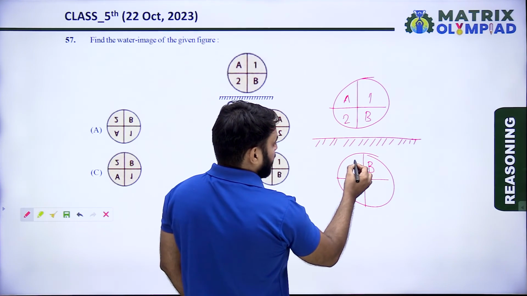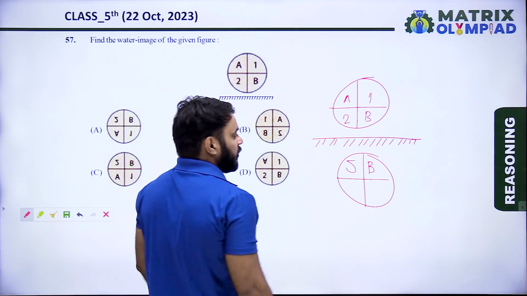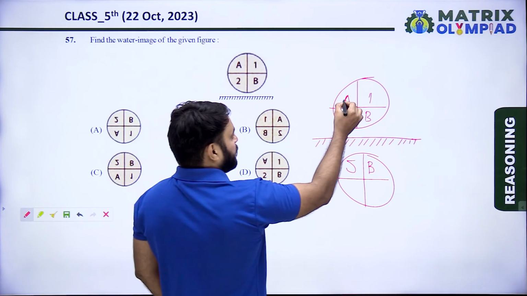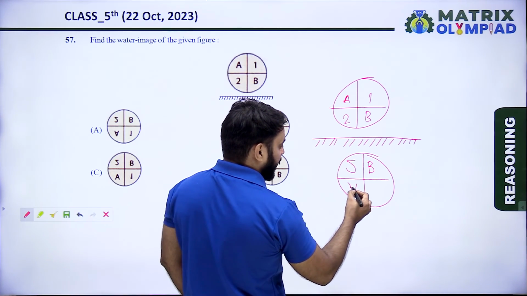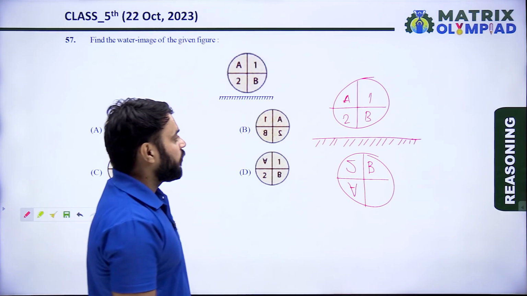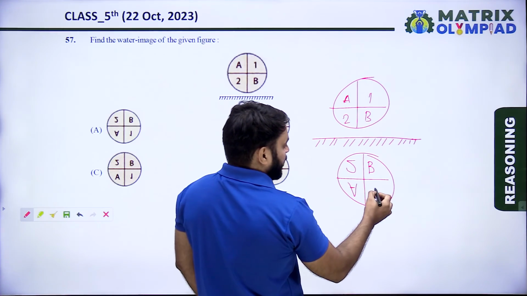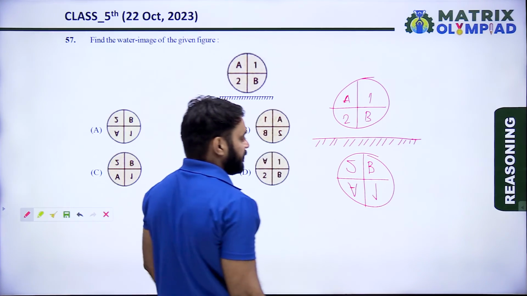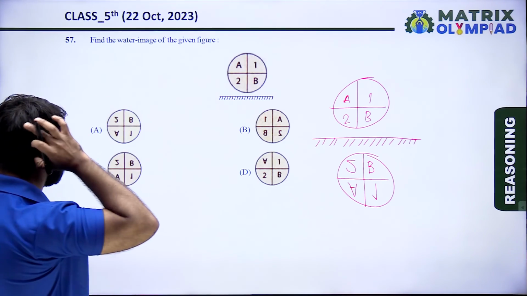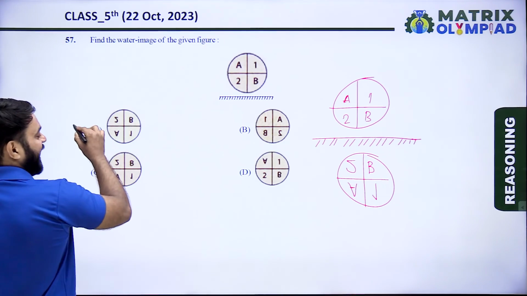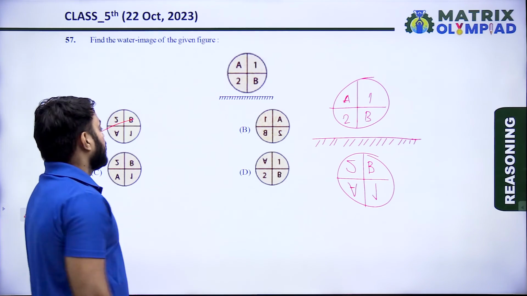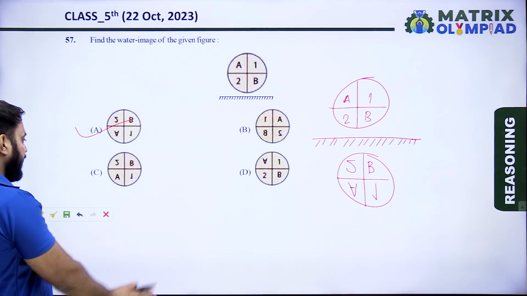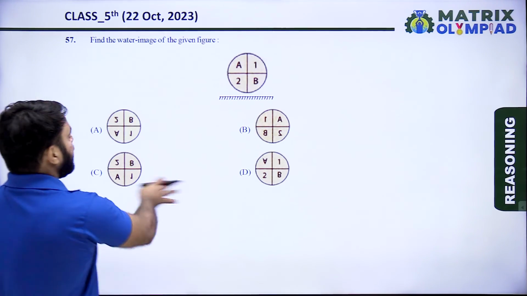Now find the water image of 2. Now find the water image of A. So the water image of A looks as follows. Now find the water image of 1. So the water image of 1. It means option A is the correct water image of this figure. So the right answer is option A. So let's move on to the next question.